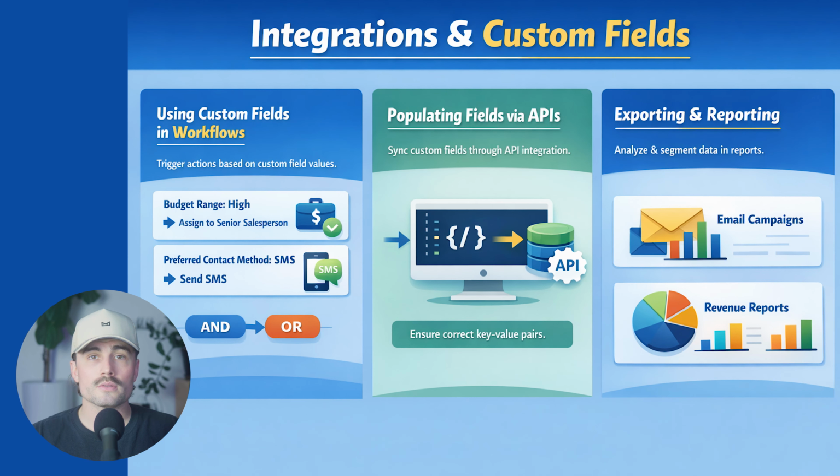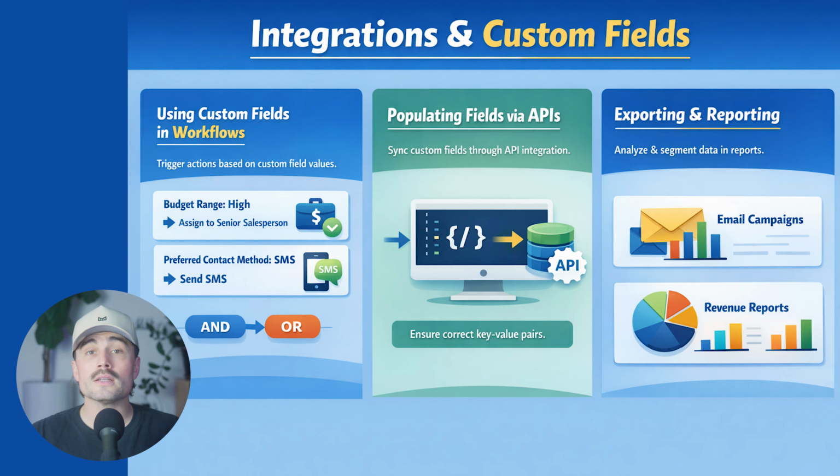Integrations and custom fields. Using custom fields in workflows. So custom fields power automation. For example, if a contact's budget range field equals high, you can trigger a workflow that assigns the lead to a senior salesperson. If a field titled preferred contact method equals SMS, you can use SMS as the primary communication channel.